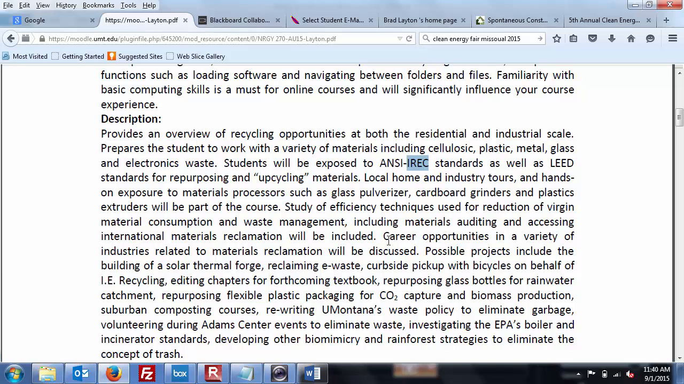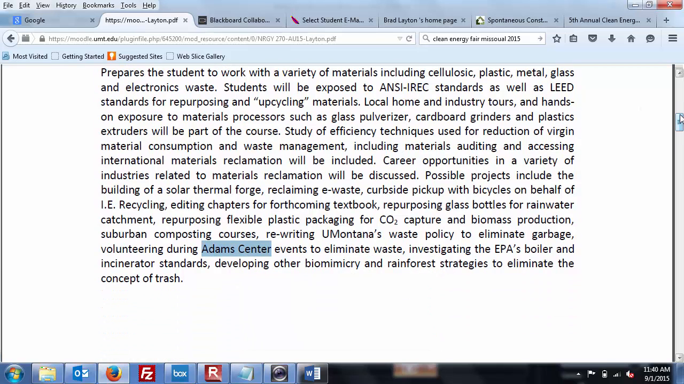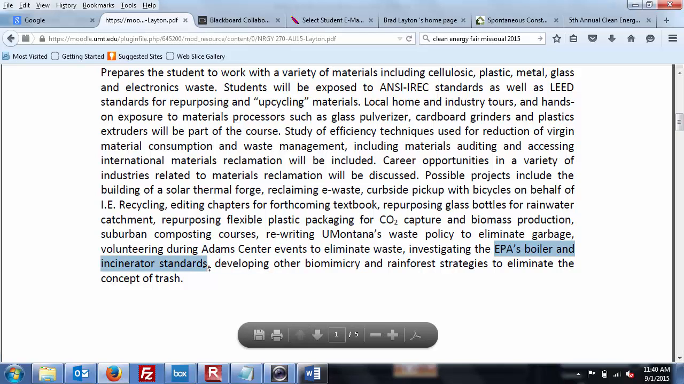Career opportunities, I already mentioned IE Recycling. As a result of this e-waste recovery that we ran 2 years ago, a little e-waste recycling company popped up here in Missoula, so it's starting to happen. I also mentioned the Adams Center. They're keen to work with us. Boiler and incineration standard, I just mentioned that, waste to energy with the plastics. That's something we also need to look into.